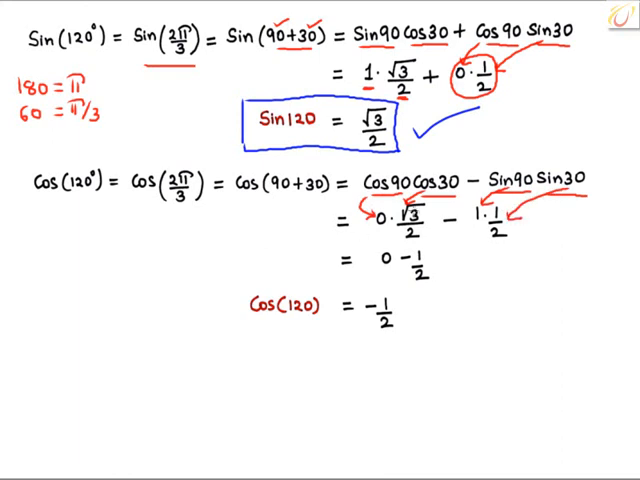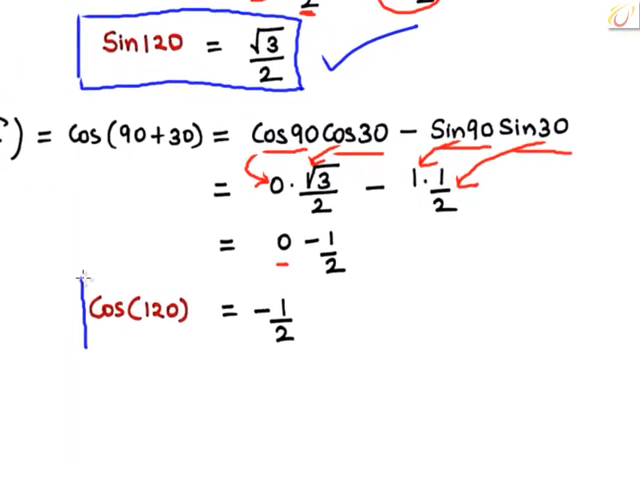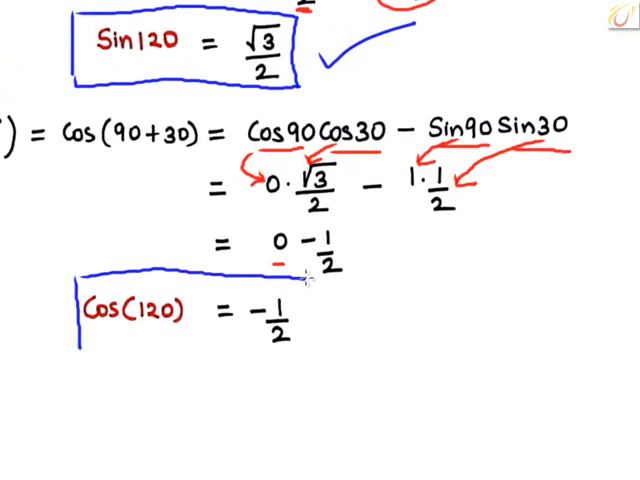Half. So 0 into root 3 by 2 will come out as 0. Minus 1 into half will be half. So 0 minus half will be minus half. So value of cos 120, we will mark it here, is minus half.